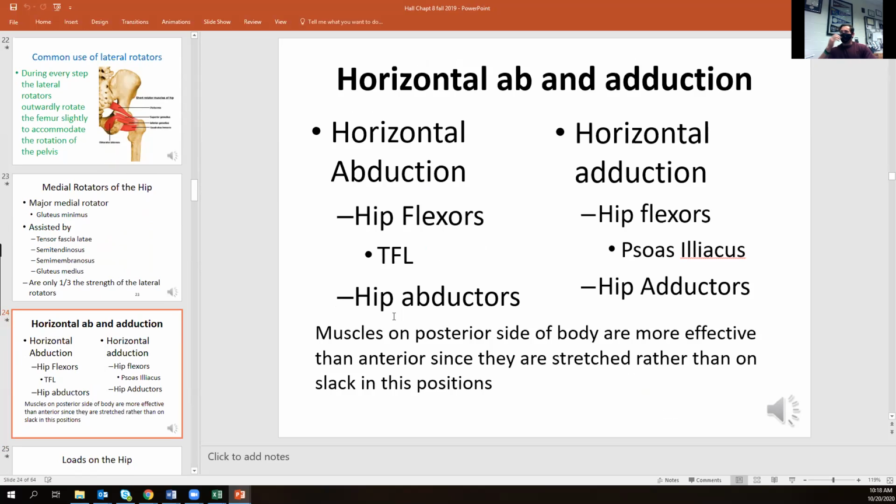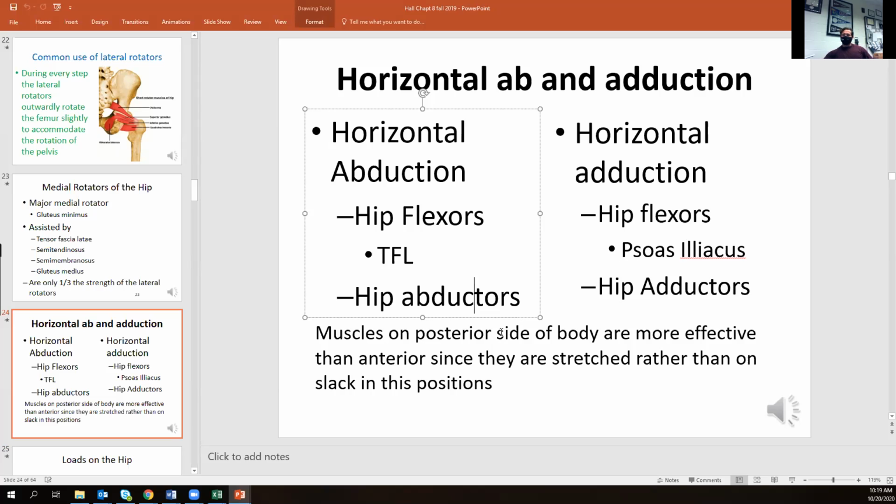Now, abduction is going to be when we're just sitting down, like right now, and you push your knees out. This is going to be done by our hip flexors, specifically our TFL, and you can feel that really ball up, and our hip abductors that we've talked about before, mostly your glute med. Now, adduction is going to be done by our psoas and iliacus and our adductors.